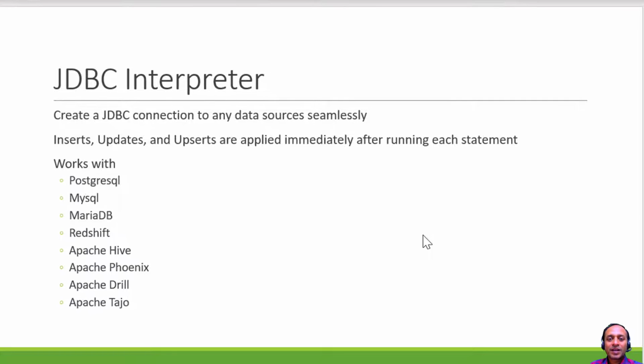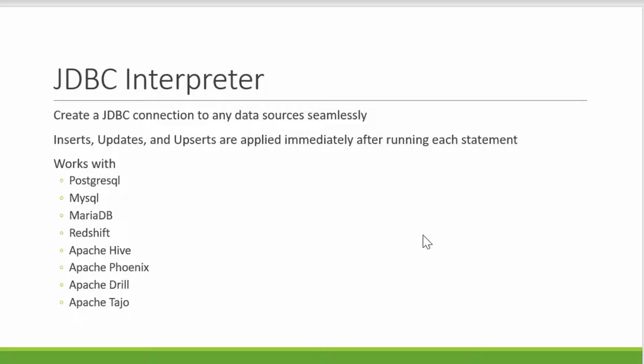Let us understand how to bind a Jdbc interpreter with a Zeppelin. Jdbc interpreter will facilitate making a Jdbc connection to any data source, and once the connection is established, we should be in a position to do insert, update, select, all such operations against the data source.